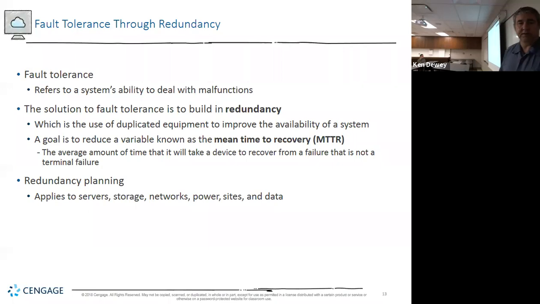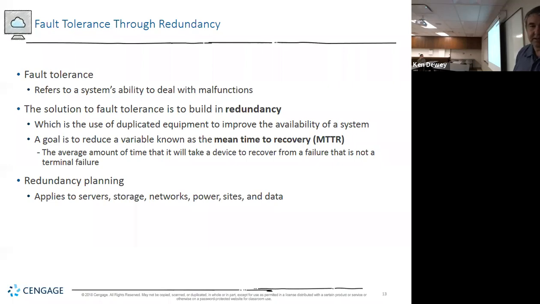Okay. Here it says the solution to fault tolerance is redundancy. You want multiple things. Okay, they talk about mean time to recover. How long is it going to take you to recover from a failure? That could vary, but hopefully the shorter the better.